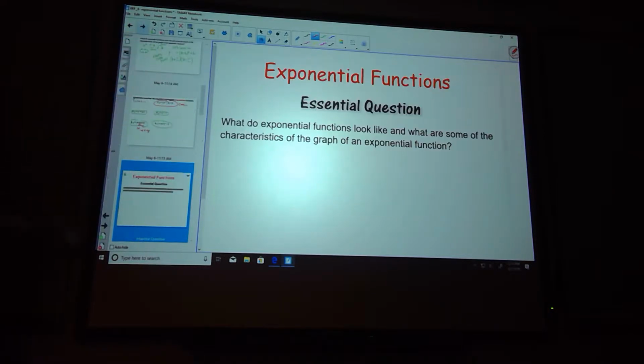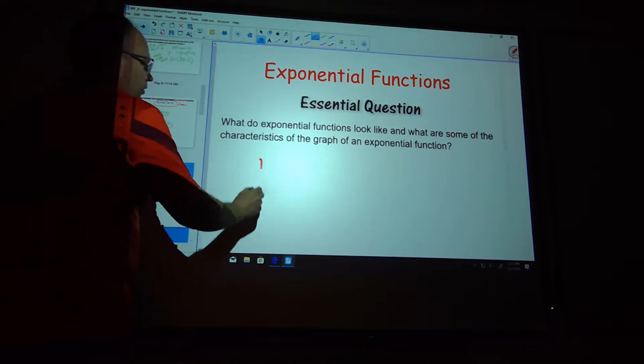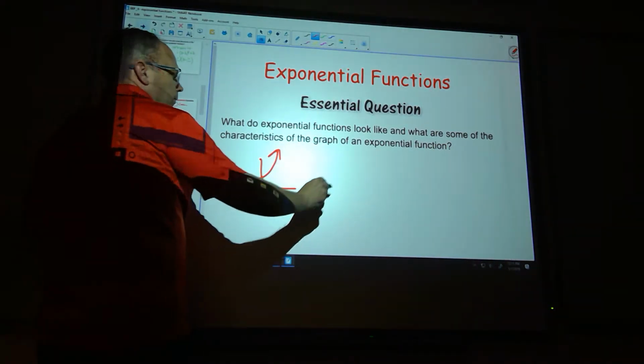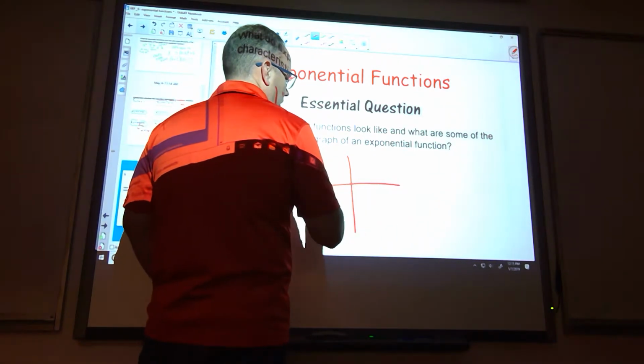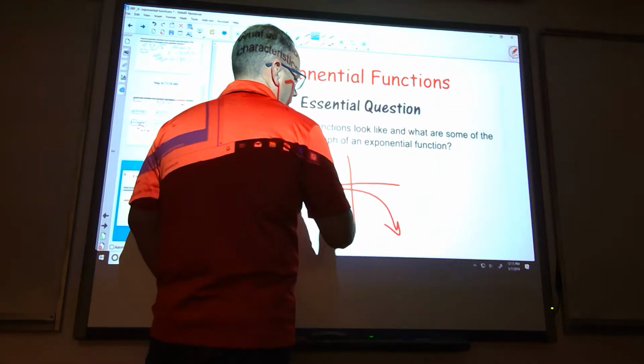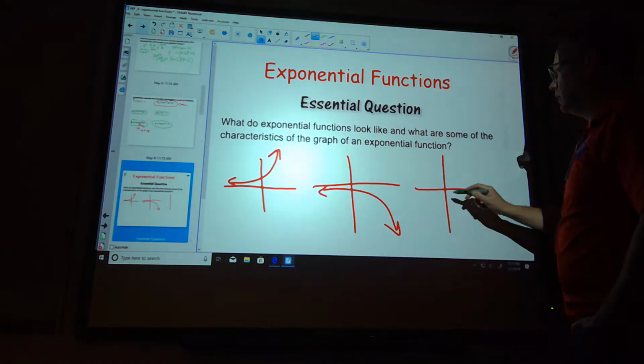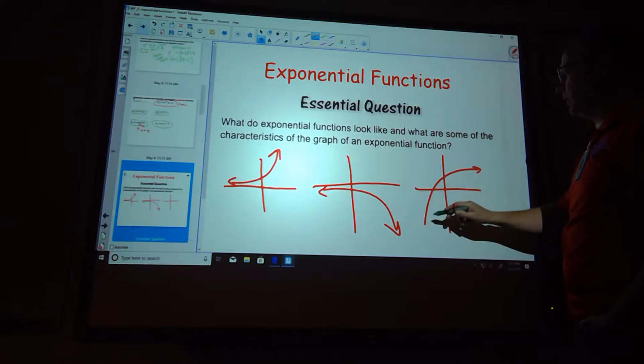Okay, so now we want to talk about exponential functions. So what do exponential functions look like, and what are some of the characteristics? So this is an exponential function. This is an exponential function. This is an exponential function.